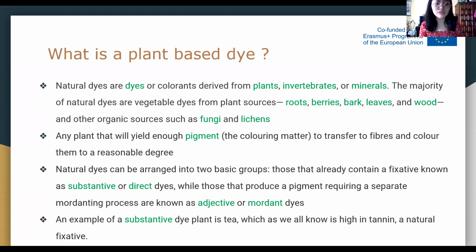degree. Natural dyes can be arranged into two basic groups: those that already contain a fixative, known as substantive or direct dyes, while those that produce a pigment requiring a separate mordanting process are known as adjective or mordant dyes. An example of a substantive dye plant is tea, which as we all know is high in tannin, a natural fixative.